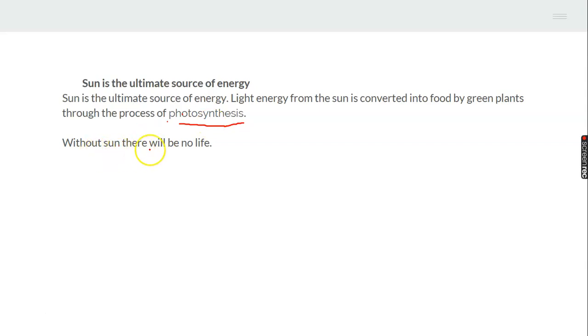Without the sun there will be no life. Note that aside from the fact that we get our food from plants, the plants need the sun, that's light energy from the sun, for growth to take place. At the same time, if we don't have the sun, the entire earth will be cold. Nobody can survive it. So for everything we have, it is very important that we have the sun.